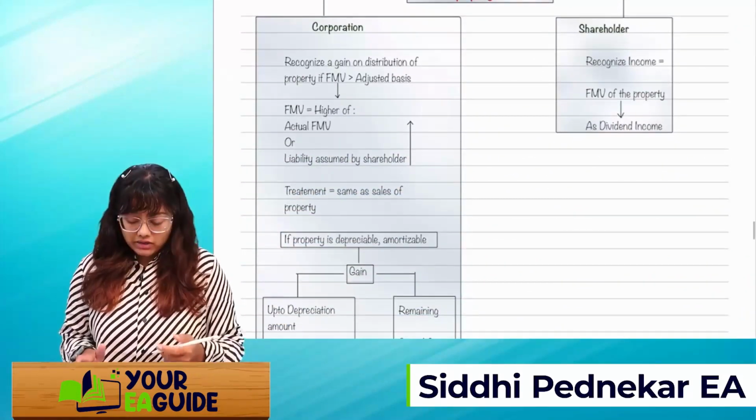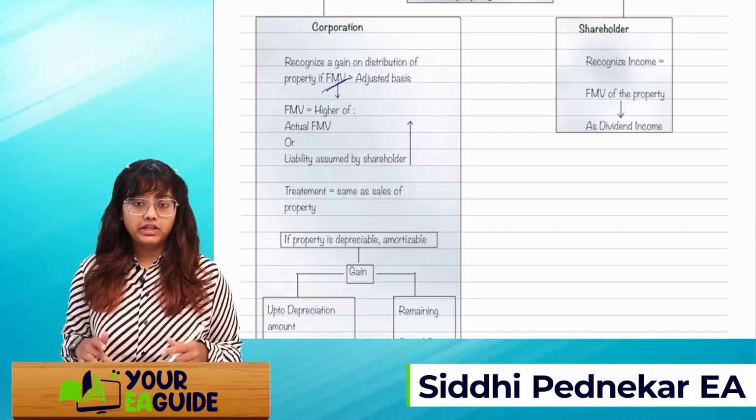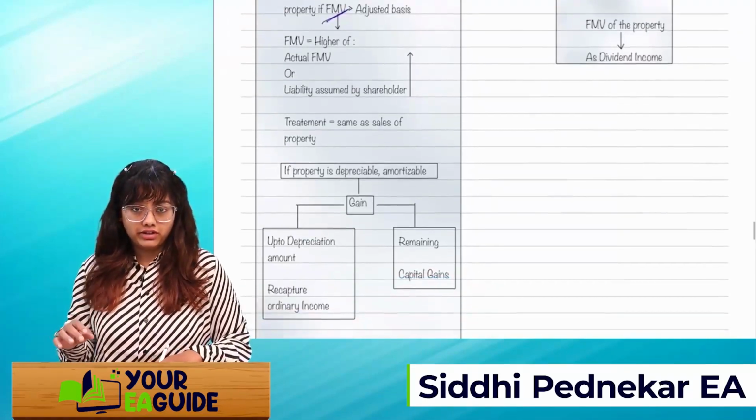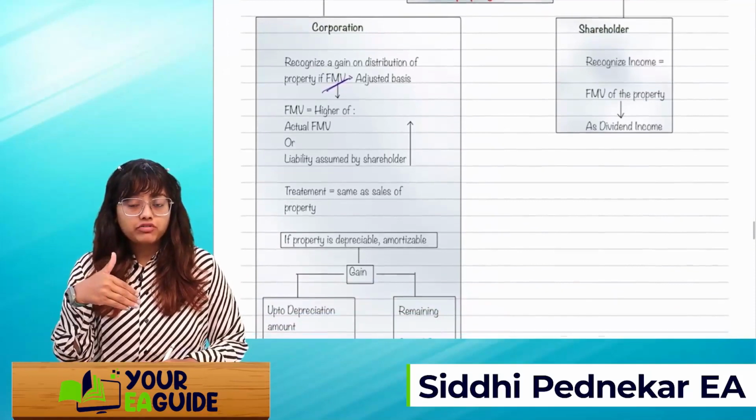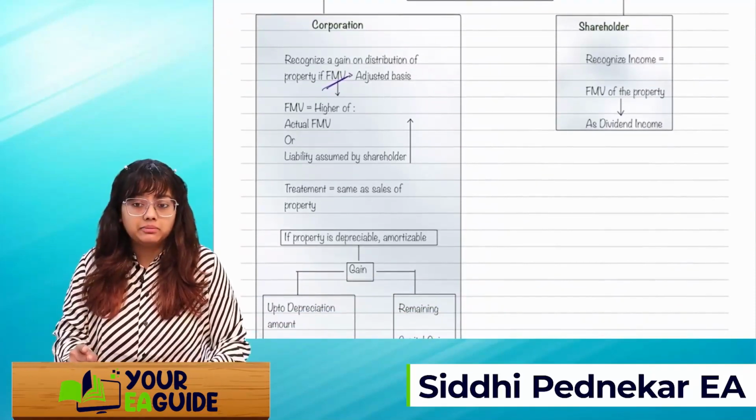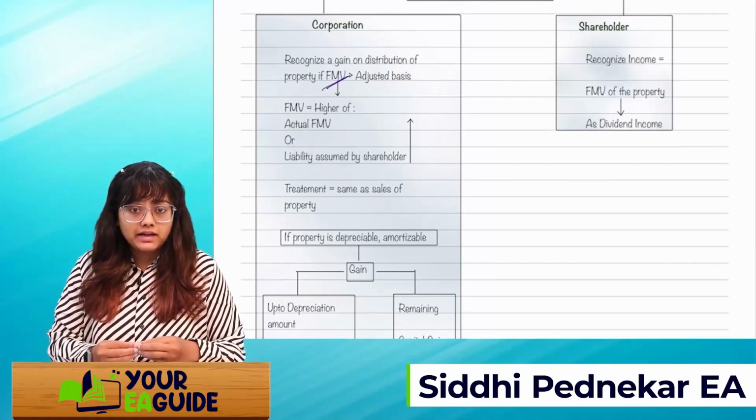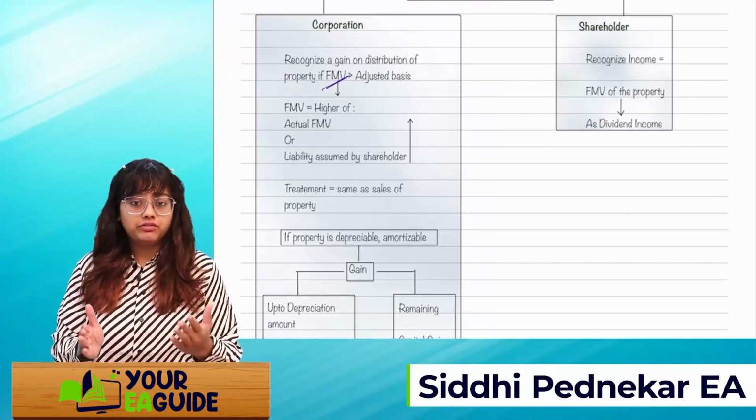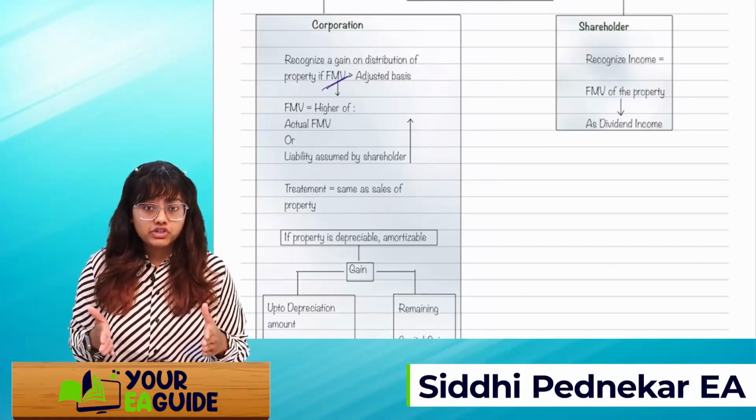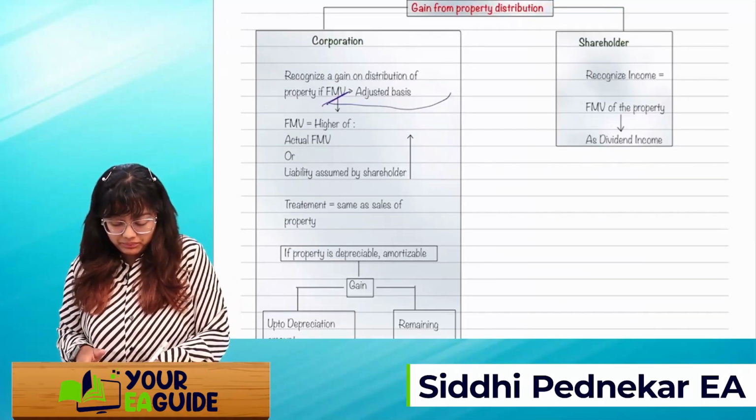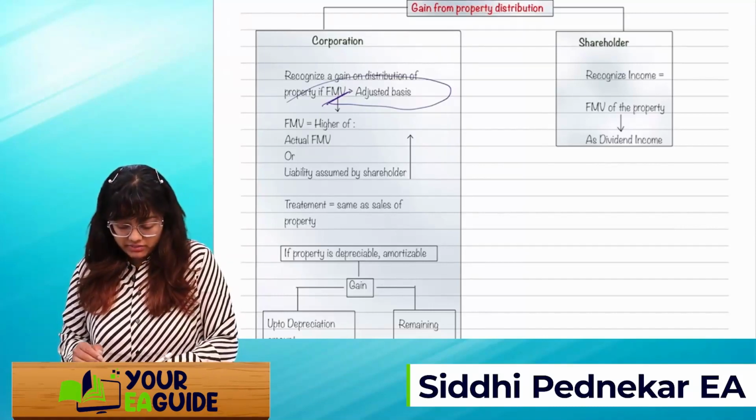So how are you going to calculate? Take the FMV. Here the definition of FMV is different: you take the higher of the actual FMV and, if you are assuming a liability along with that property, the liability amount. Whichever is higher, that amount you consider for the comparison in this formula. That FMV you compare with the adjusted basis.